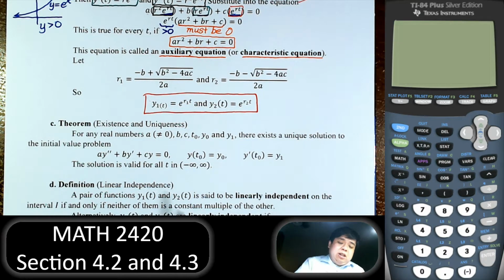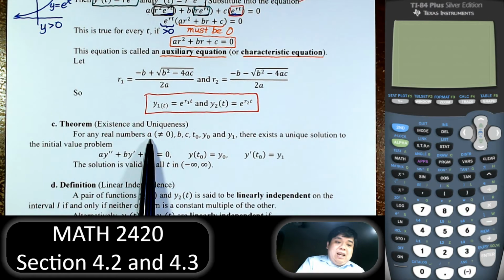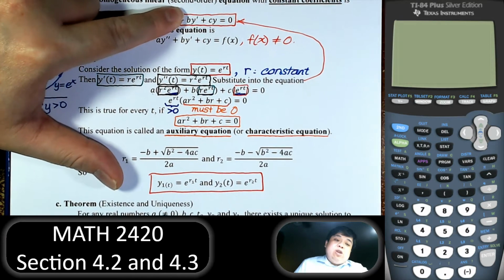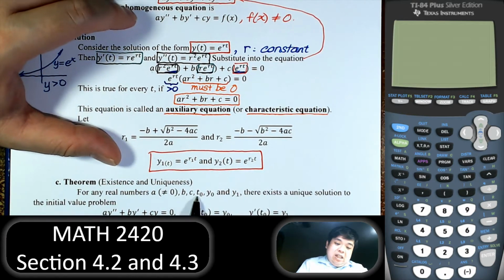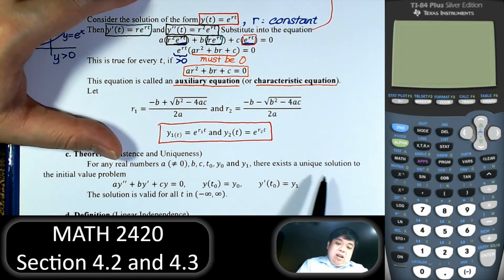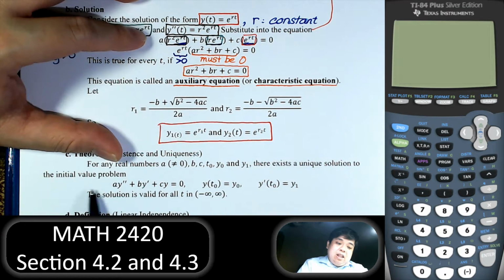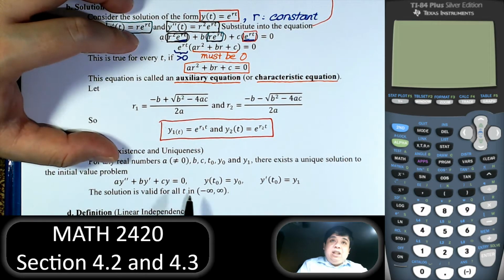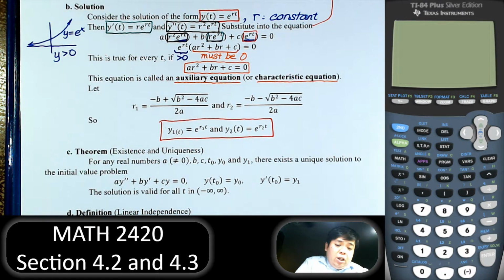Right, so a theorem. For any real numbers, a not equal to 0, because if a equals 0, we don't have the second order differential equation anymore. B, C, t naught, y naught, and y1, all of them are constant. Then there will be a solution that is unique for the initial value problem for all t from negative infinity to infinity. So the solution that we guess could work. The solution we guess, if it works, is also unique. That's my point.